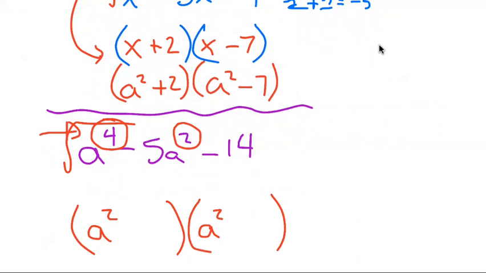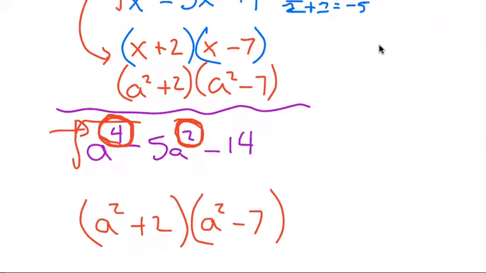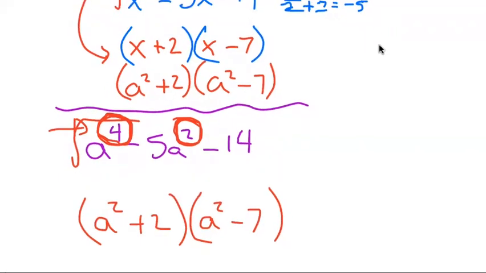And then as long as this one is half of this one, then you're set and you're good to go. So they have to be that multiple of each other. And then I factor by inspection. This is going to be plus 2 minus 7. Right? So really, there's not a lot of difference to it. The question just looks a little bit more complicated.